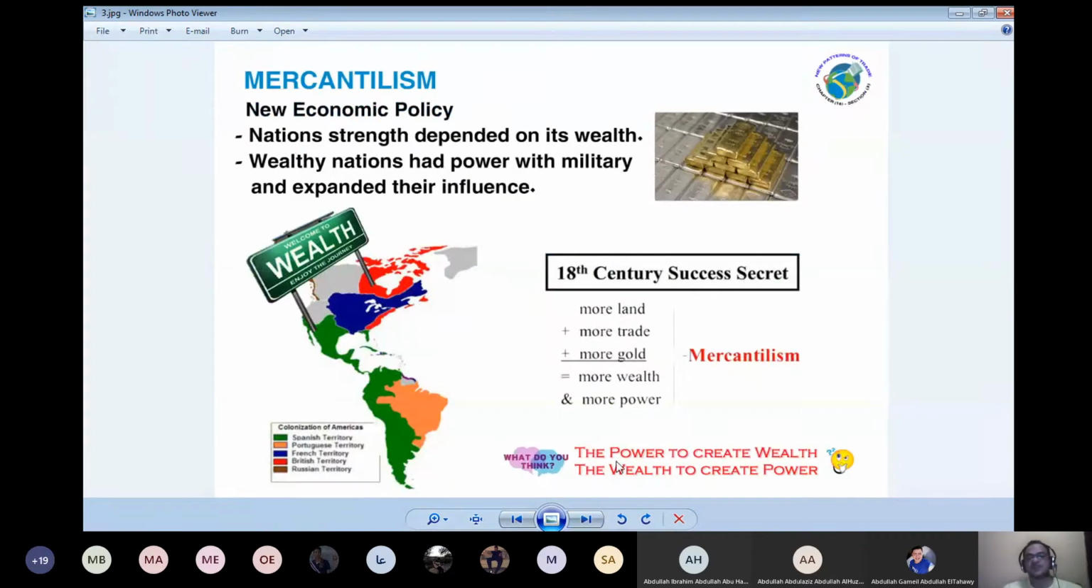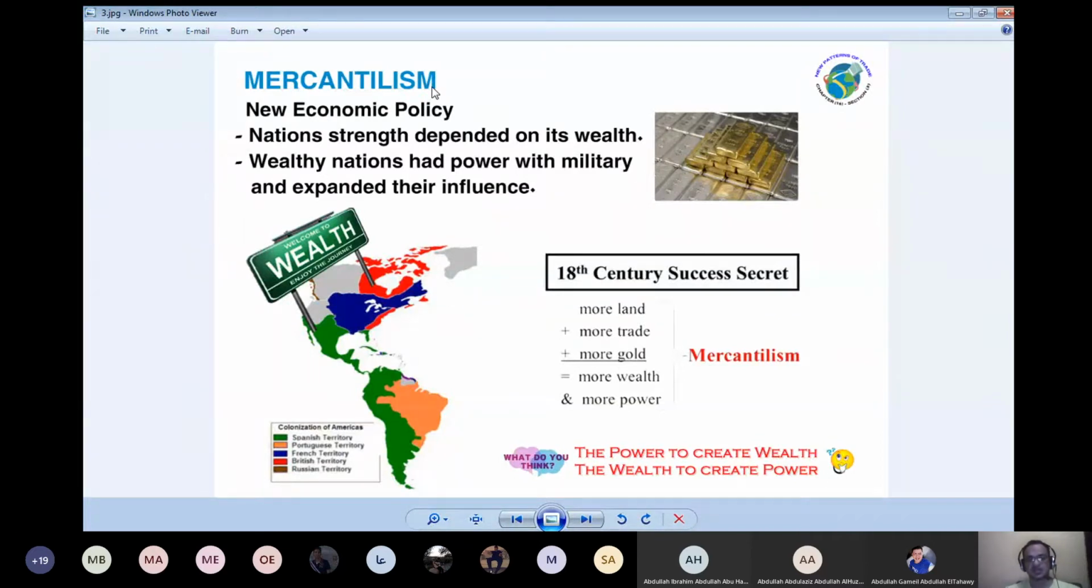And they developed a new system, guys. Some of the European countries were powerful. Some of the European nations were wealthier than the others. They have developed and invented a new economic system. They call it mercantilism.